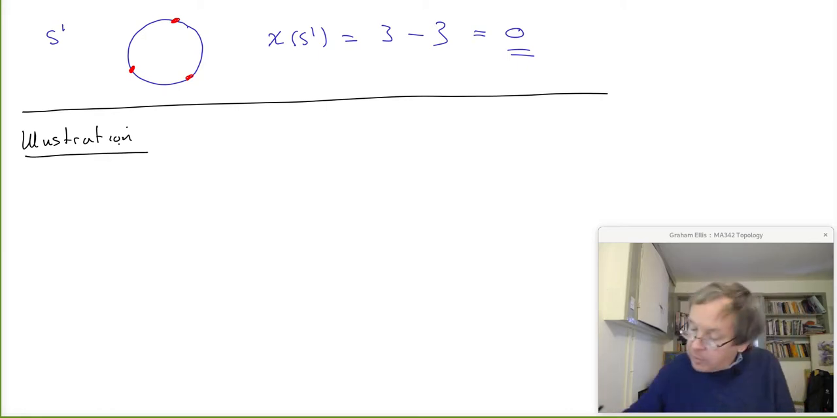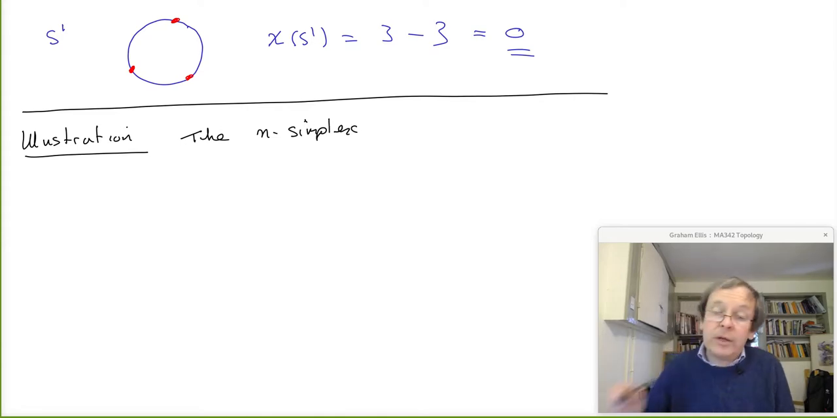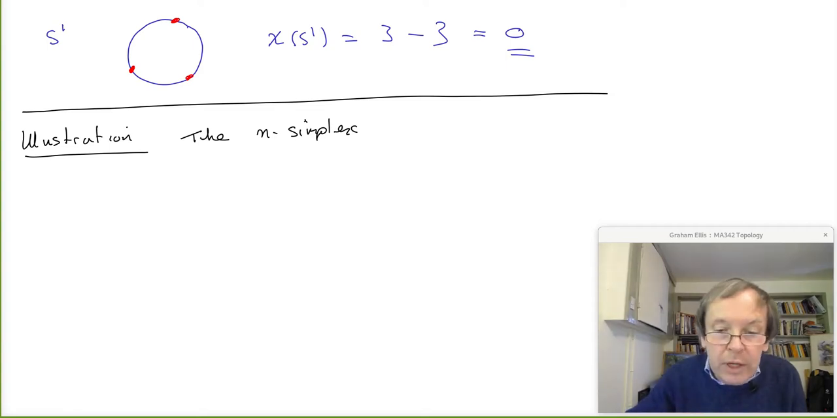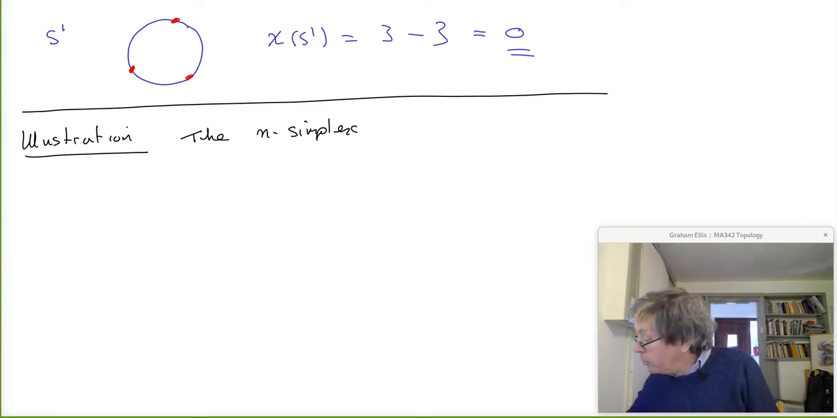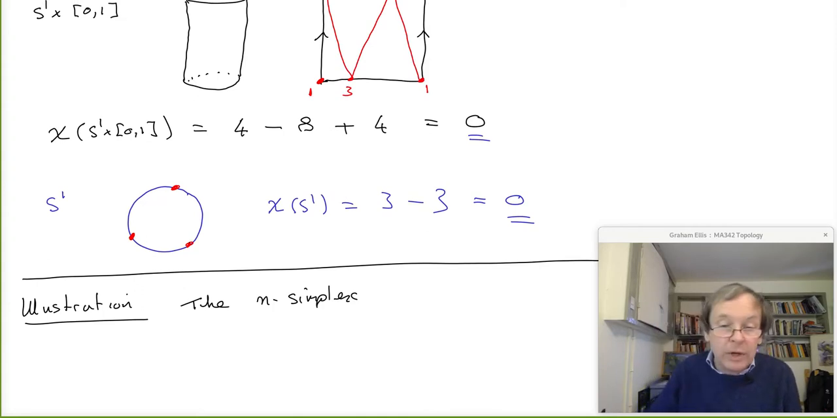The N simplex, it's the convex hull of N plus one. Just to confirm, that is a ring, not a solid disk. Yeah, that's a good question. It's a ring.